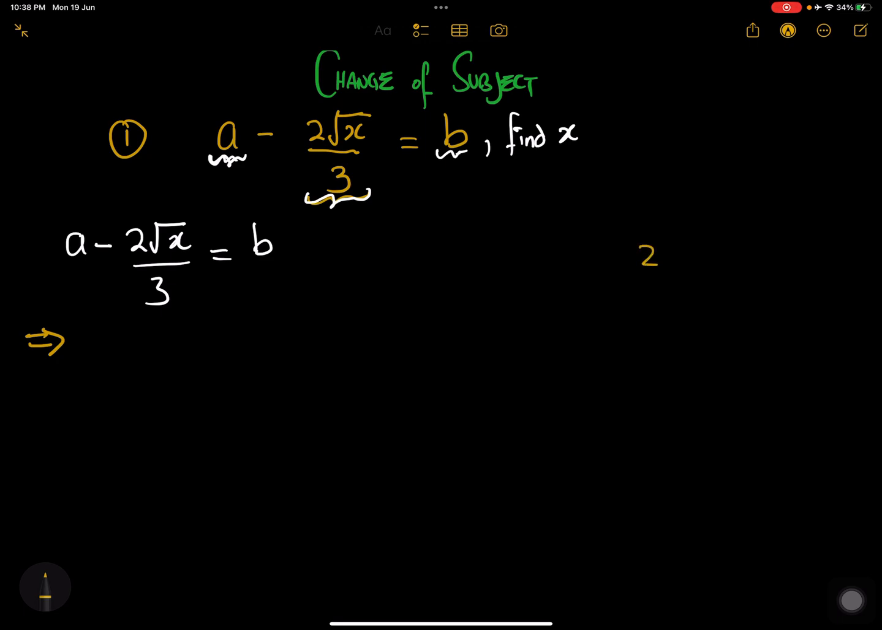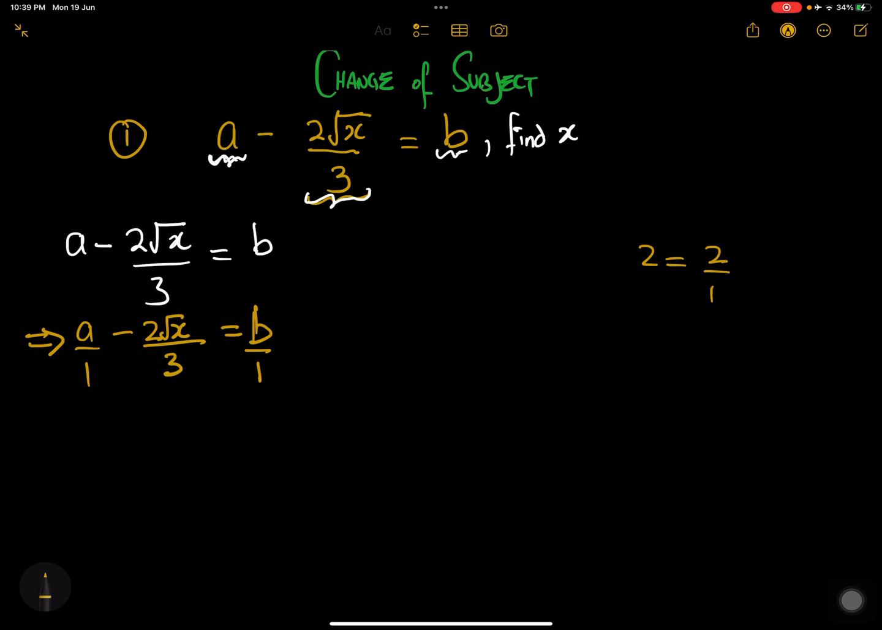We said if you have 2 and we want to write that in terms of a fraction, it is 2 divided by 1. Don't forget that. So the a can be written as a divided by 1, so that we can have it in fraction form. Minus 2 square root of x divided by 3 is equal to b. And we can write this b also in terms of a fraction by dividing that by 1. So we have a divided by 1 minus 2 square root of x divided by 3. It's equal to b divided by 1.